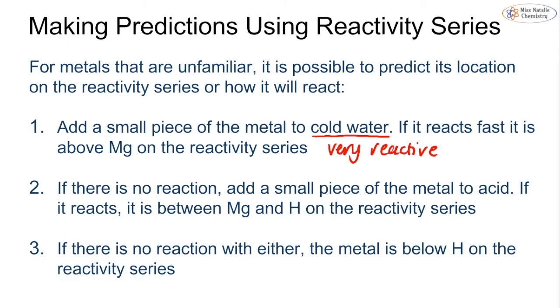because those are where your very fast reacting metals with cold water reside. If there is no reaction, then what you would do is move on to testing it with acid. And if there is a reaction with acid, it's going to sit somewhere between magnesium and hydrogen. If there is no reaction with either acid or water, then the metal is going to be below hydrogen. Now, you may not be able to specify exactly where on the reactivity series, but you can make an educated guess between the top, the middle, or the bottom.